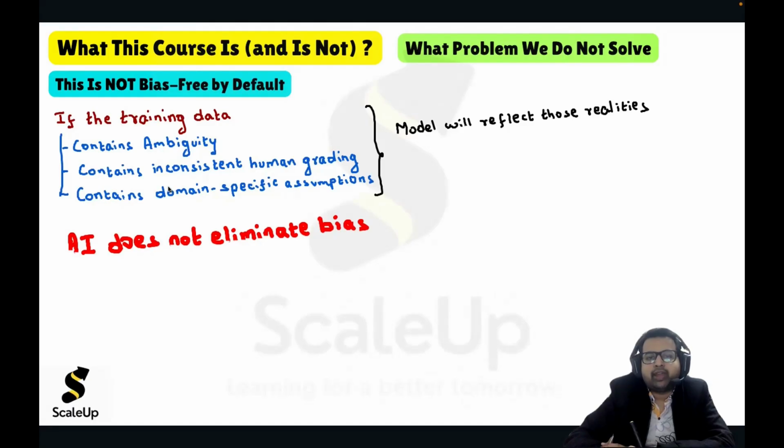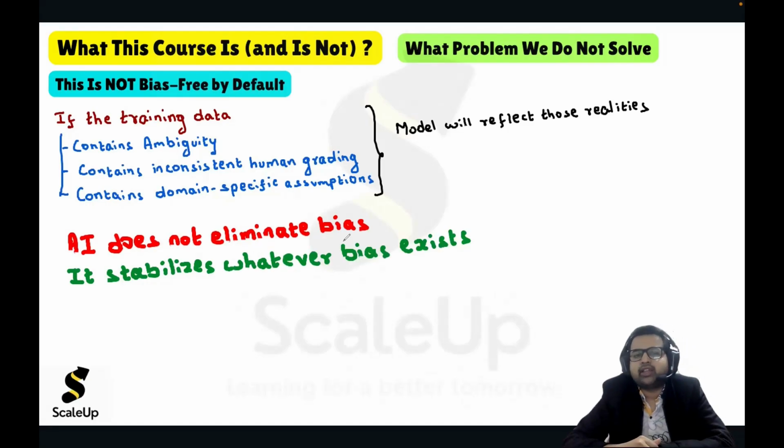AI does not eliminate bias. If training data is biased, it will be reflected in the AI model. It will just stabilize whatever bias exists.